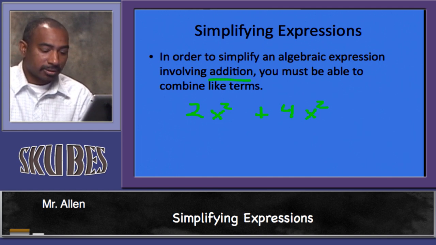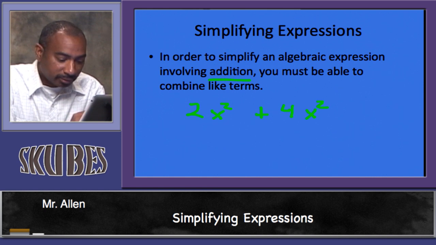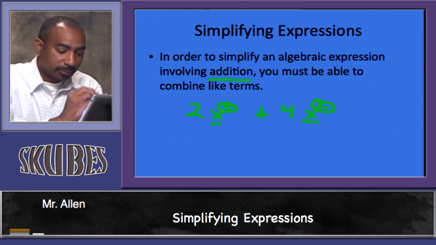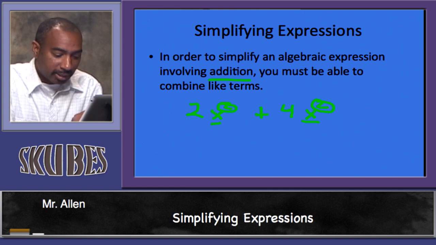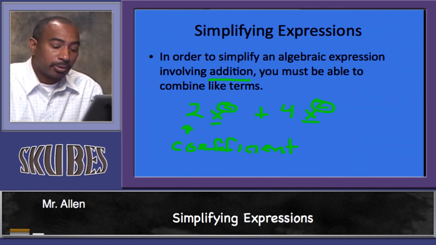What makes this a like term is that you're looking at the variable. They both have an x, and they're both raised to the same power. They're both raised to the second power. So what you want to do is add the numbers. What this is called is the coefficient. And you're going to always add the coefficients.